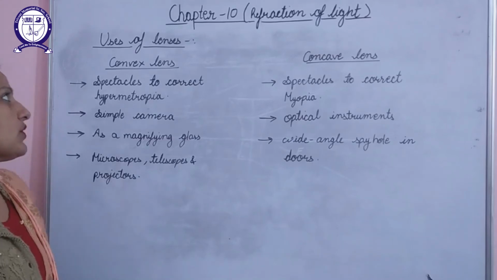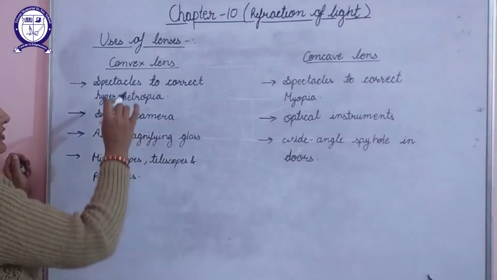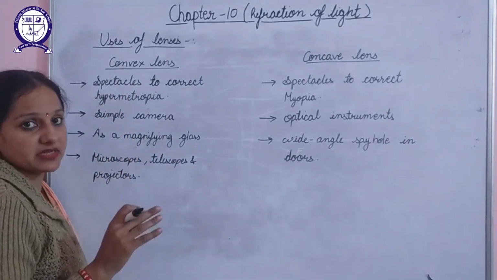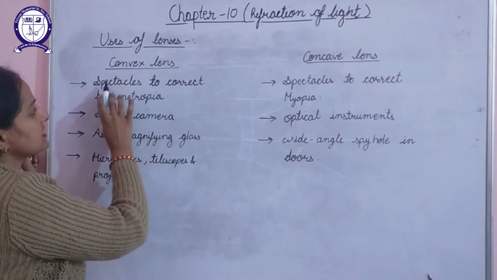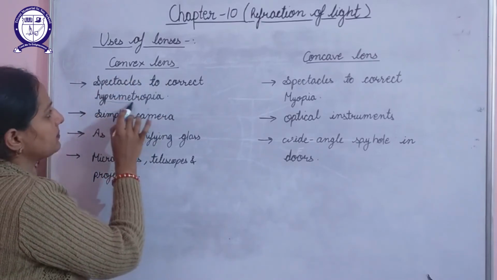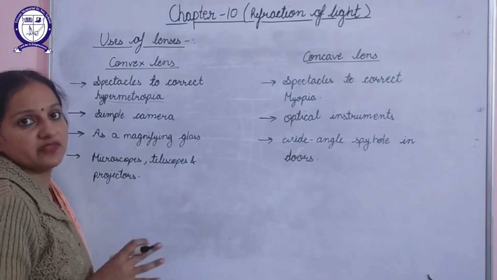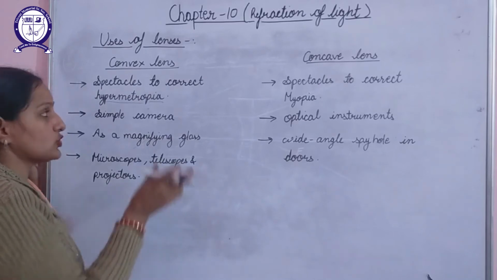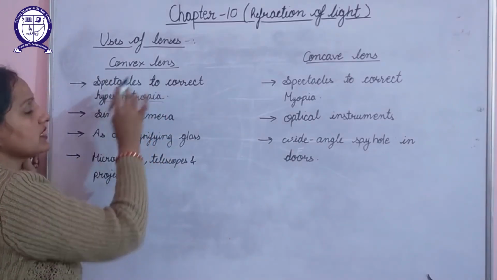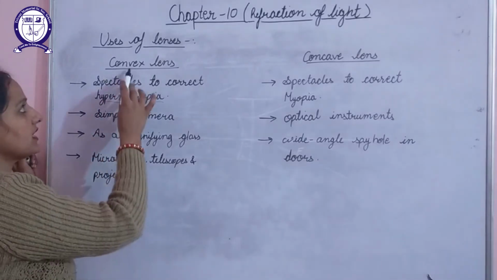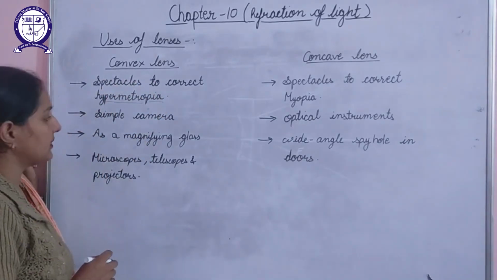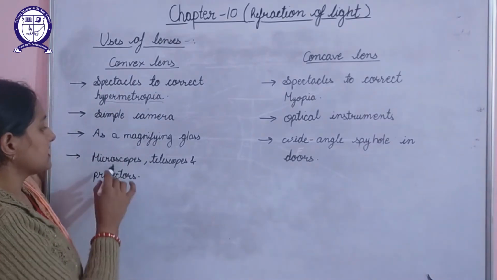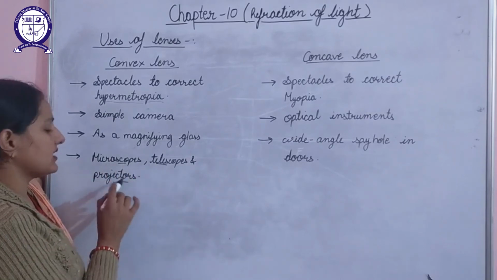Next is uses of concave and convex lens. If we talk about convex lens, the very first use is in our specs. Convex lens is used in our specs to correct hypermetropia. Hypermetropia is a defect of vision in which nearer objects are not clearly visible. So to correct such a defect, we use convex lens. Second use, convex lens is used in a simple camera. Third, it is used as a magnifying glass. Next, it is used in microscopes, telescopes and projectors.